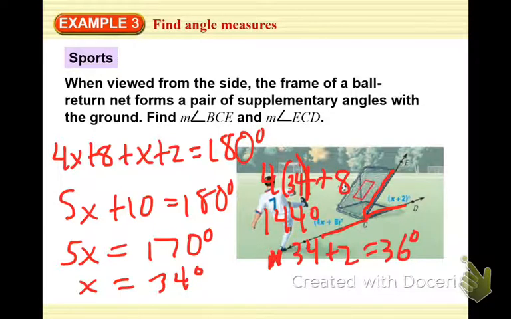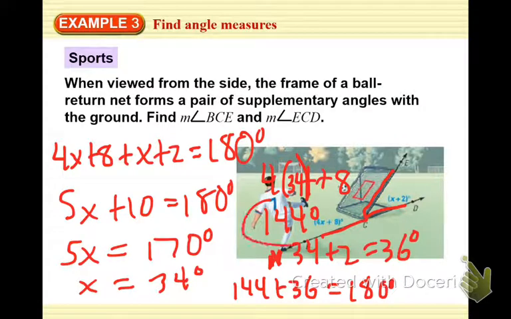How can I check to make sure I've done it right? Go ahead. Yeah, we add 144 and 36. What should it sum to? 180. It does. So those are the correct answers: 144 and 36.